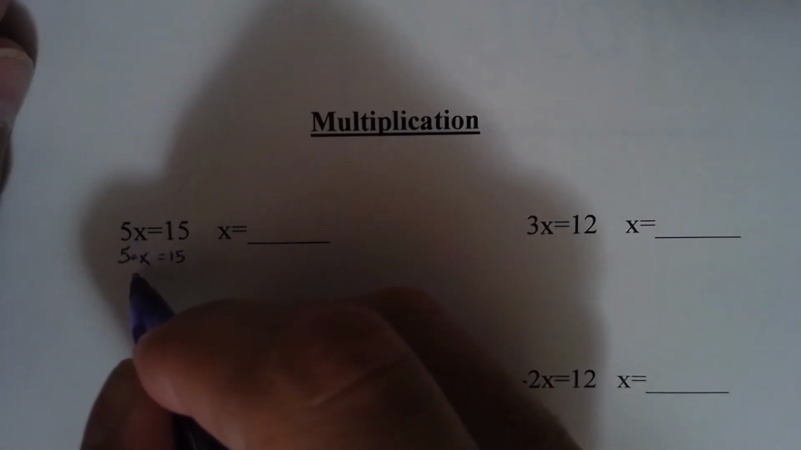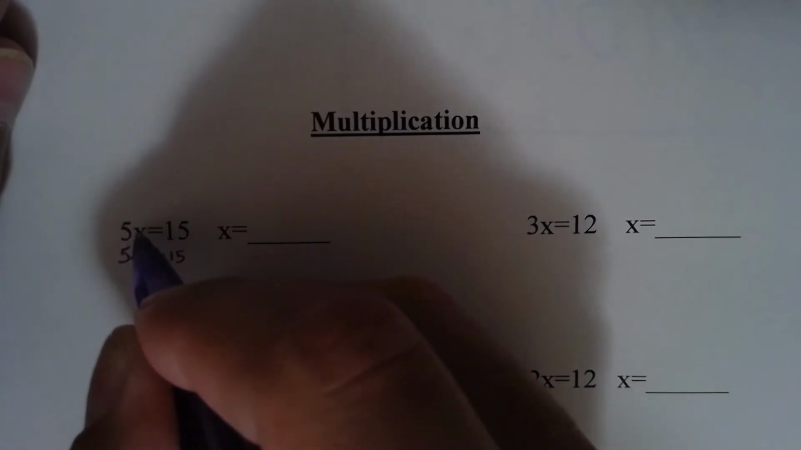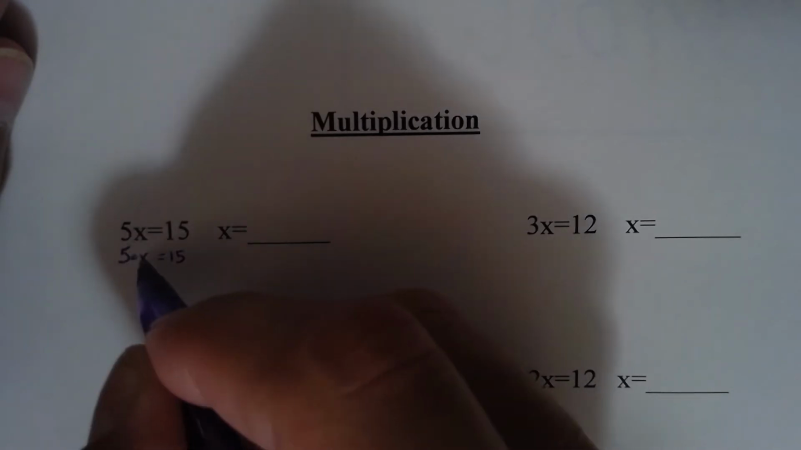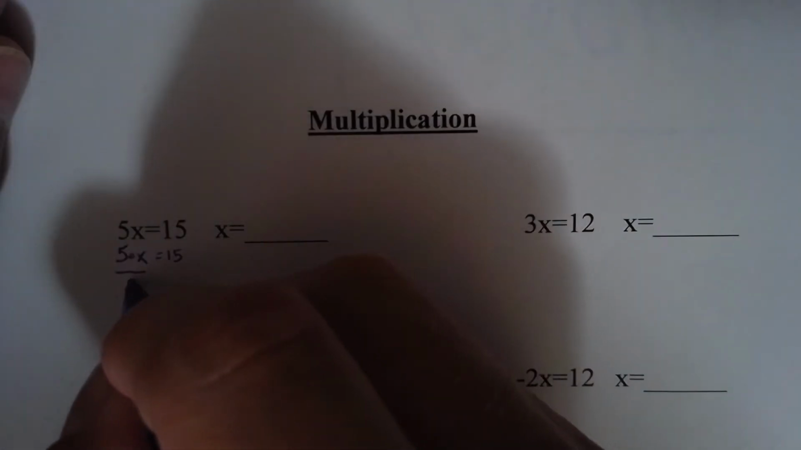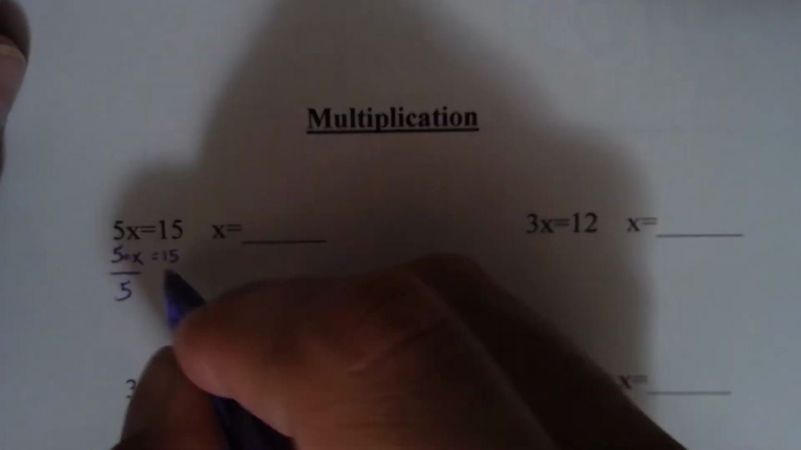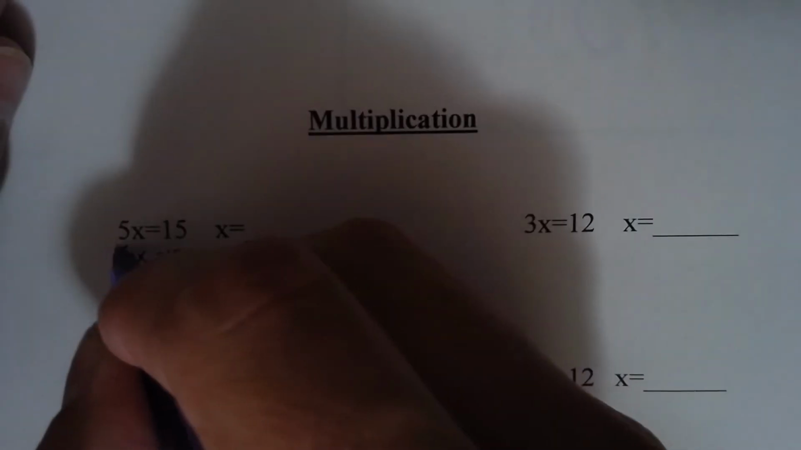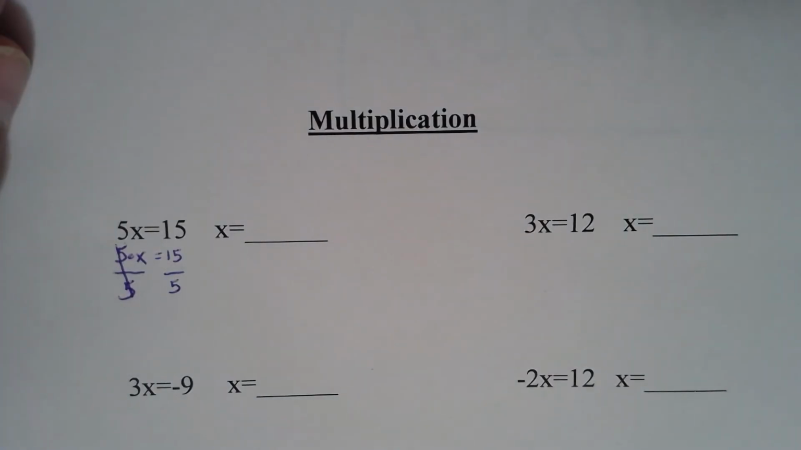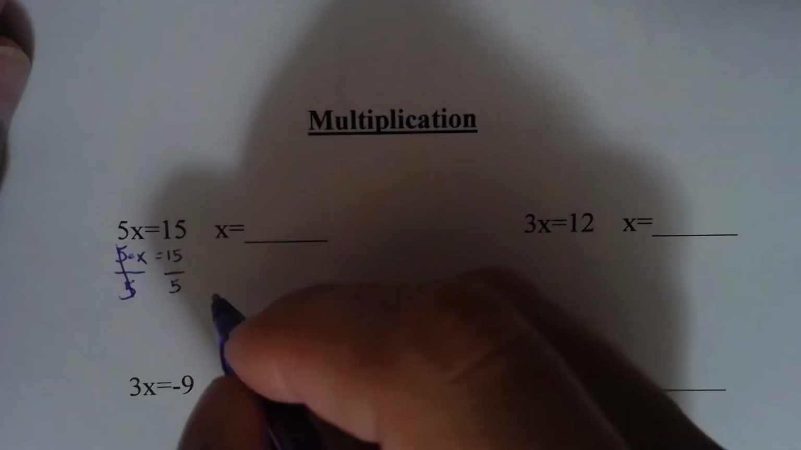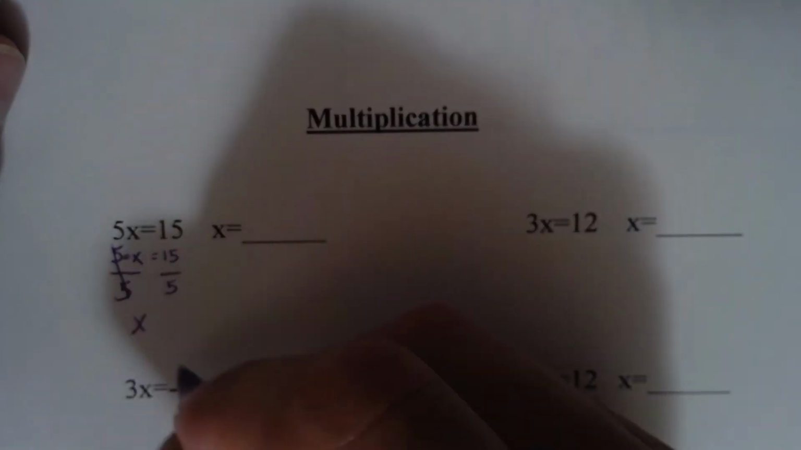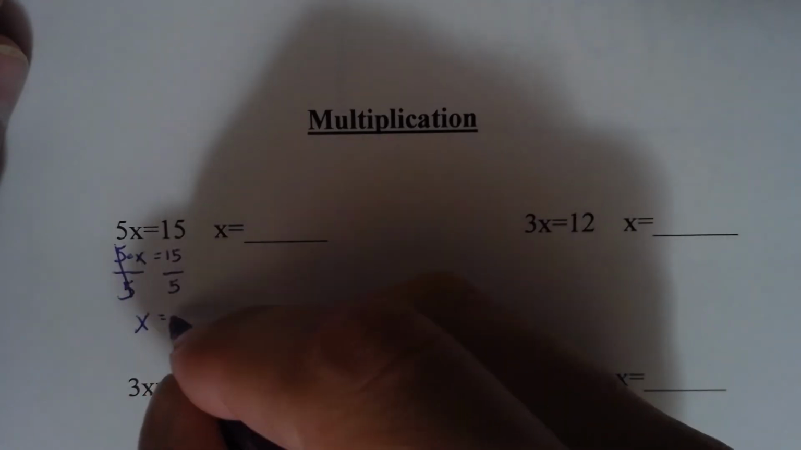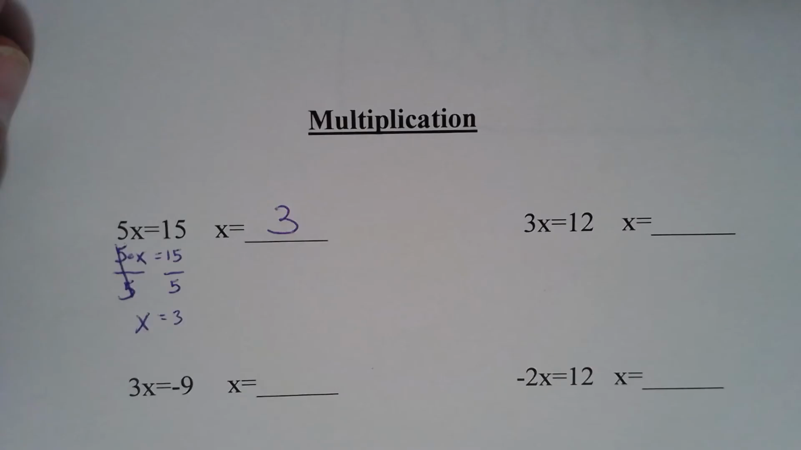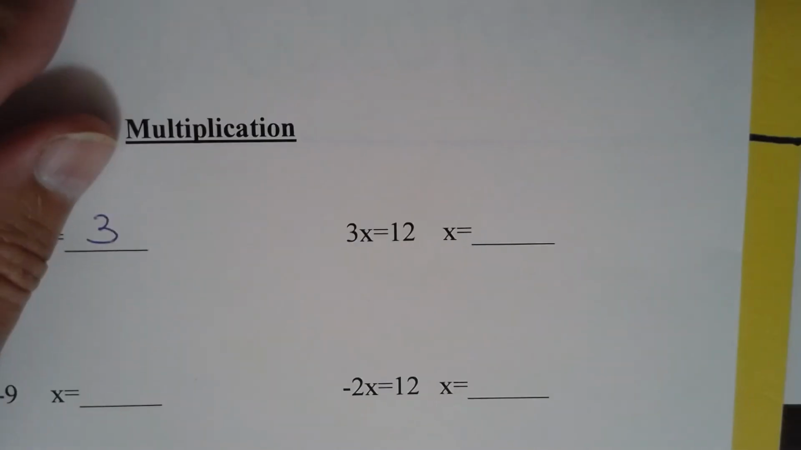So how do you get rid of times? Because remember, any number next to a variable means times, so 5 times x. How do you get rid of it? Well, the opposite of multiplication is division, so I divide by 5 on that side, and divide by 5 on that side. Those 5's cancel each other out, which is exactly what I want. So I'm left with x, 15 divided by 5, and I get a 3. So x equals 3.